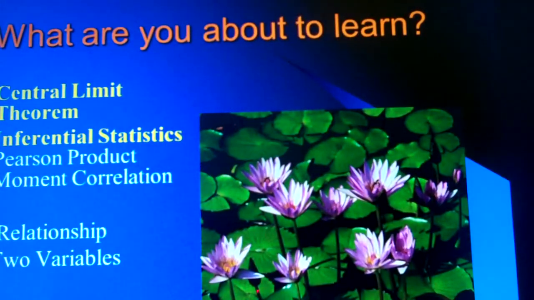We're going to talk about the central limit theorem, inferential statistics, and the Pearson Product Moment Correlation. Again, the stat is small r, and Pearson will look at the relationship between two variables.